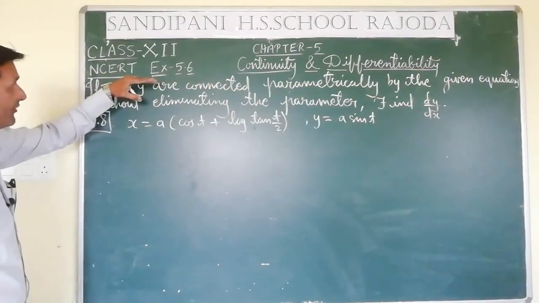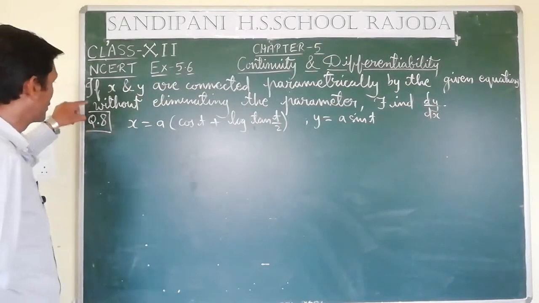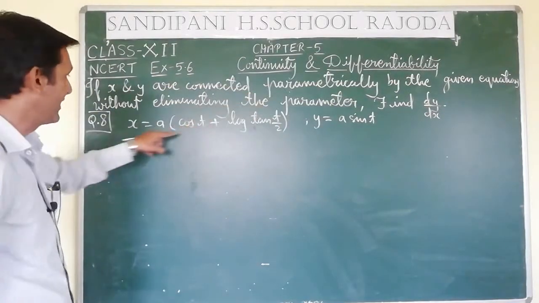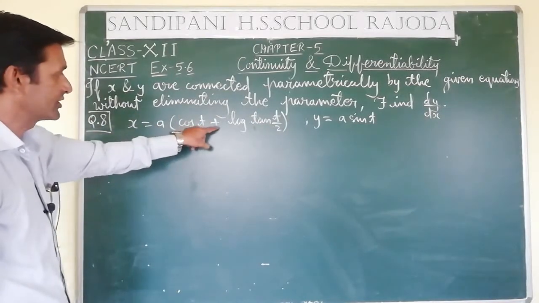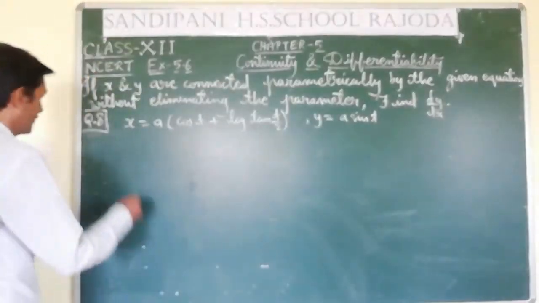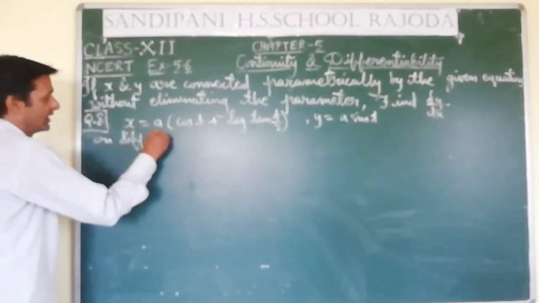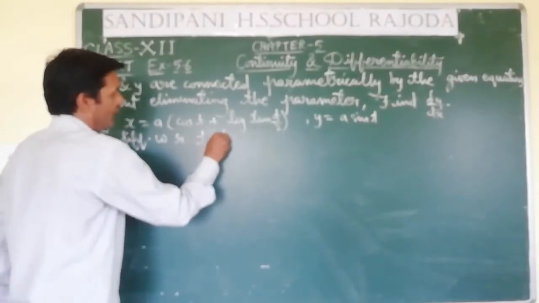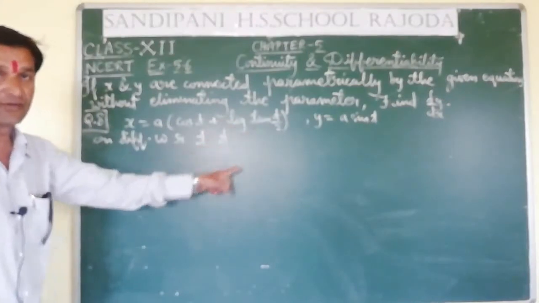We are discussing class 12th chapter 5, continuity and differentiability, and NCERT exercise 5.6. Up to question number 7 we have done. We have to find dy by dx in this question 8: x is equal to a in bracket cos t plus log tan t by 2, and y is equal to a sin t. First of all, we have to differentiate with respect to t, because both are functions of t only. So we have to differentiate both the functions with respect to t.